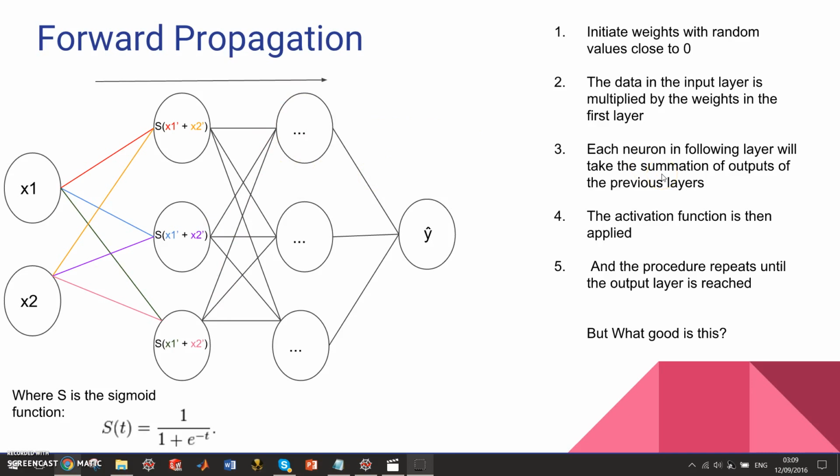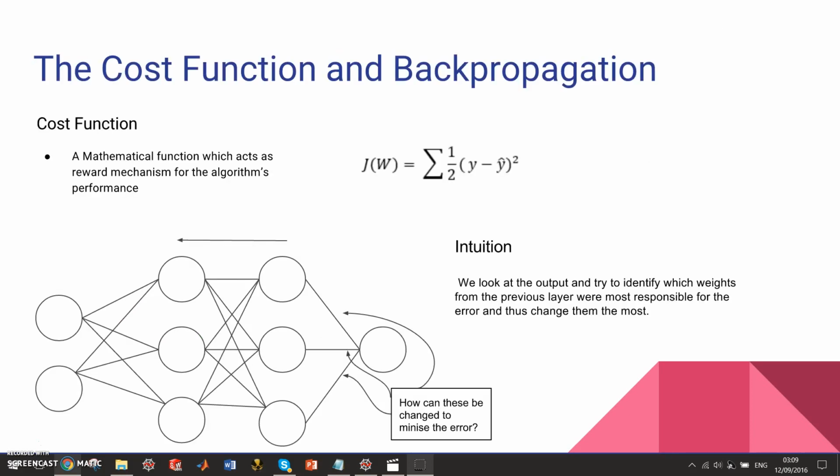And we do this, and we continue this procedure until we get a given output. But what good is this if we're just giving nonsense output? How is this helping? Enter backpropagation.